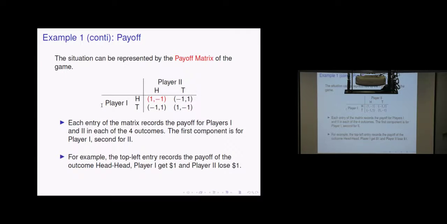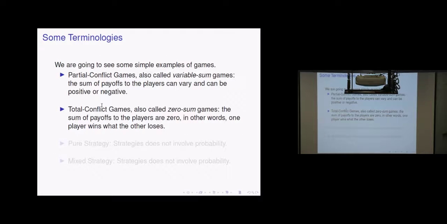So this is total conflict, right? This is an example of a total conflict game. The sum of payoffs of the players is 0. So that's the situation. Now, how about partial conflict games? The sum may not be 0. For example, the sum could be, I don't know, 5. So it's possible that both players gain something, right?